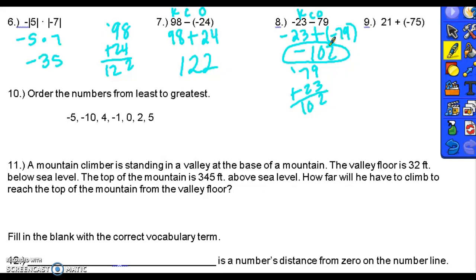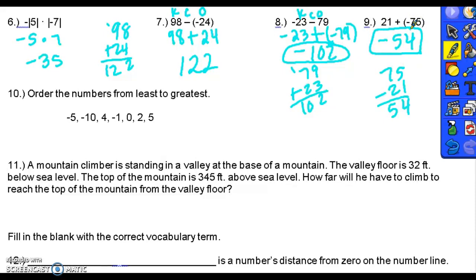21 plus negative 75. My signs are different, so I subtract. Always take the number with the highest absolute value when you have to subtract and put that number on top to subtract your other number. 5 minus 1 is 4. 7 minus 2 is 5. 75 is my bigger number, my biggest absolute value, so my answer is negative 54.